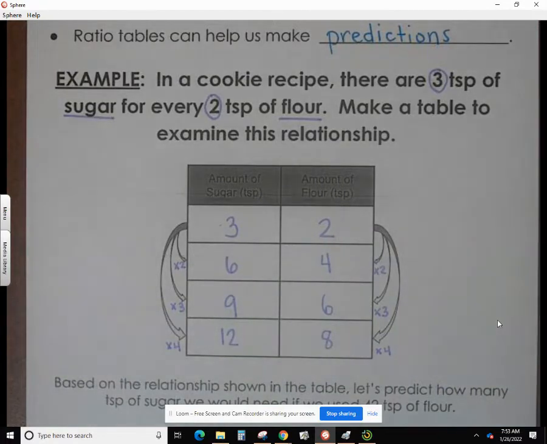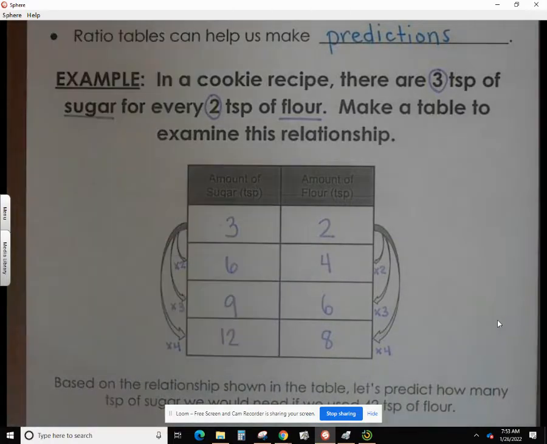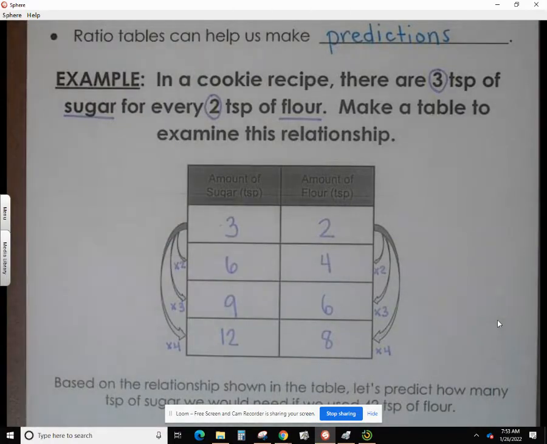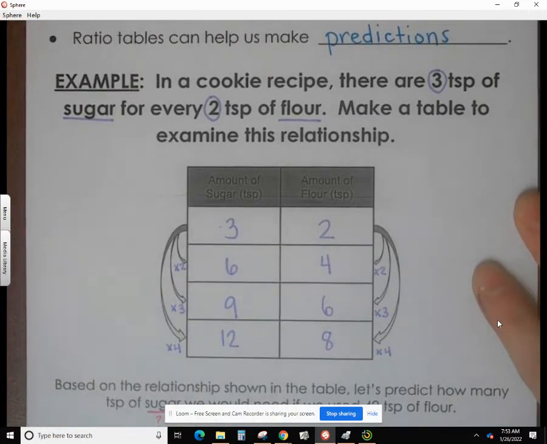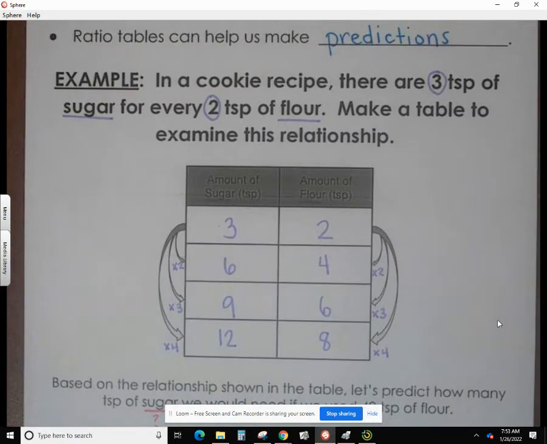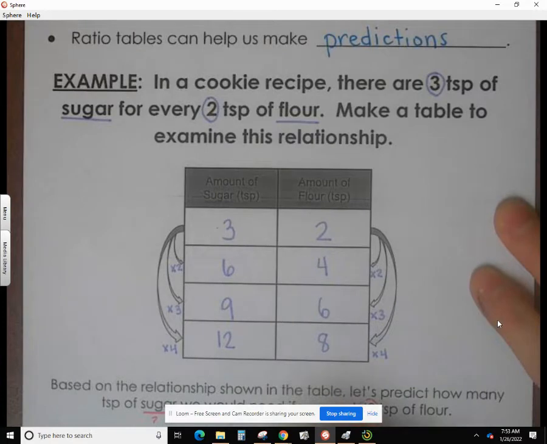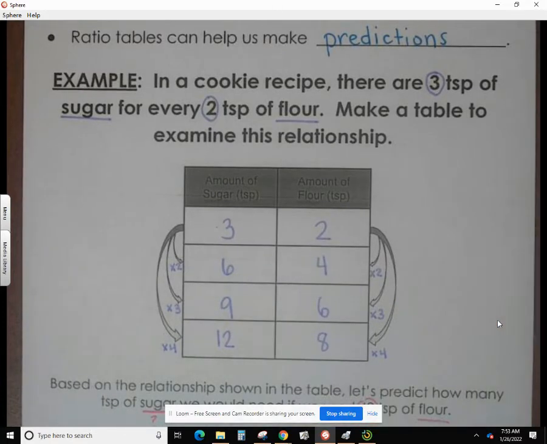Now we're going to talk about making those predictions. So it says, based on the relationship shown in the table, let's predict how many teaspoons of sugar we would need if we used 42 teaspoons of flour. So we don't know the sugar. 42 is for flour. So what I'm going to do is I'm kind of just going to add that to the bottom of my table here.